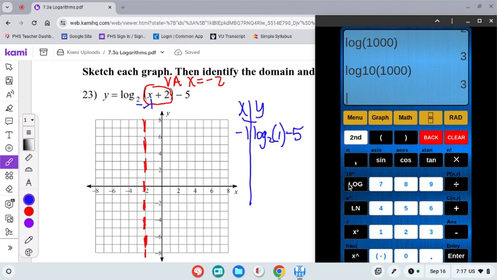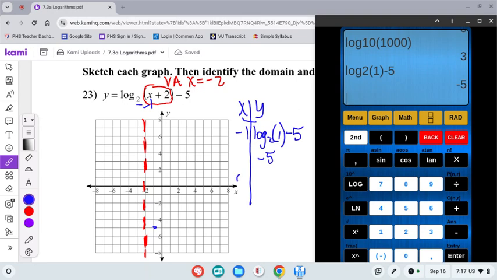All right, but this problem right here is a log base 2. So you can't use this button. This button is a log base 10. You're going to have to type it in log 2. Log base 2 of 1 minus 5 is negative 5. Negative 1 comma negative 5.